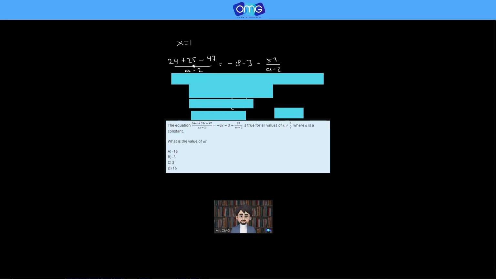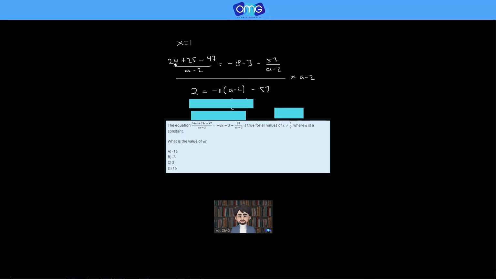So when you substitute, we get this: 24 plus 25, and so on. And we multiply all by a minus 2, since these are fractions. We multiply all by a minus 2, and we get this. This 2 becomes 2, and this becomes minus 11 times a minus 2, and so on. This becomes this.